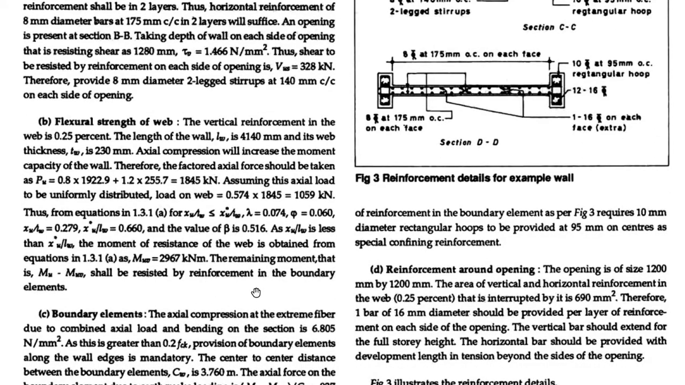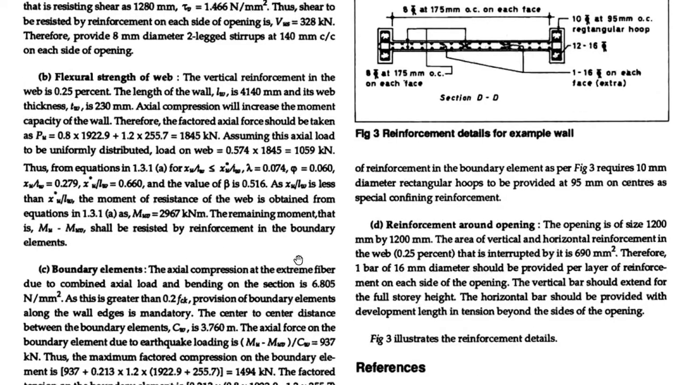Third one, boundary elements. The axial compression at the extreme fiber due to combined axial load and bending on the section is 6.805 Newton per mm square. As this is greater than 0.2 fck, provision of boundary elements along the wall edges is mandatory. The center to center distance between the boundary elements Cw is 3.760 meters.